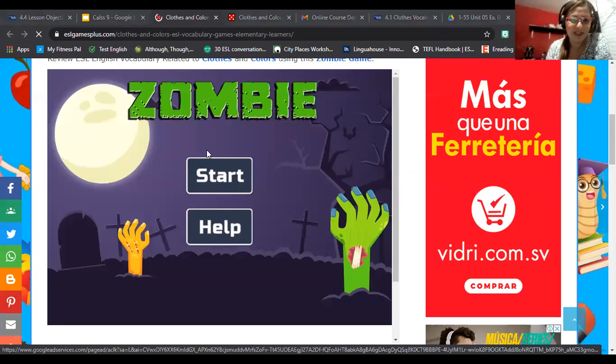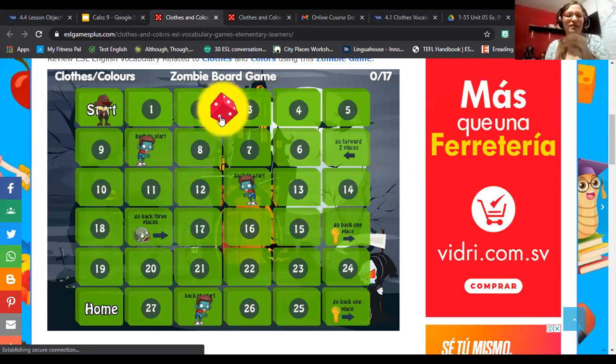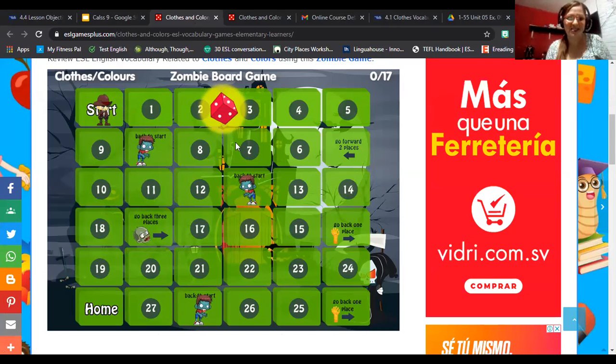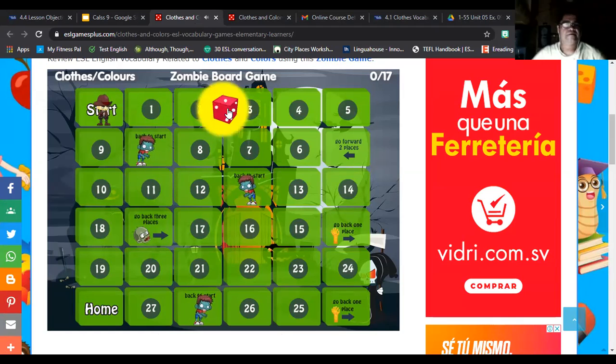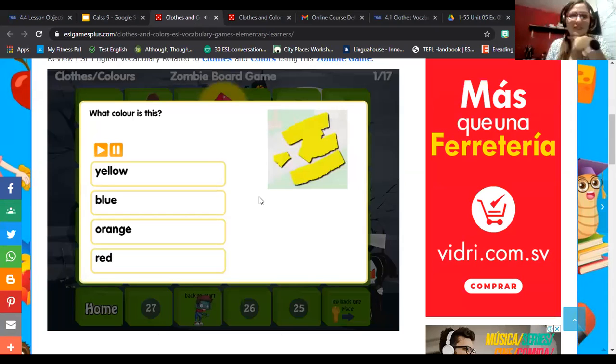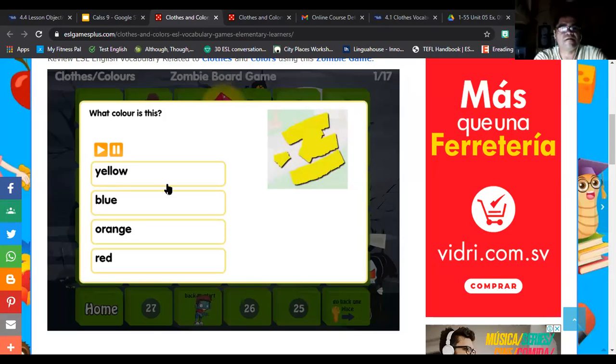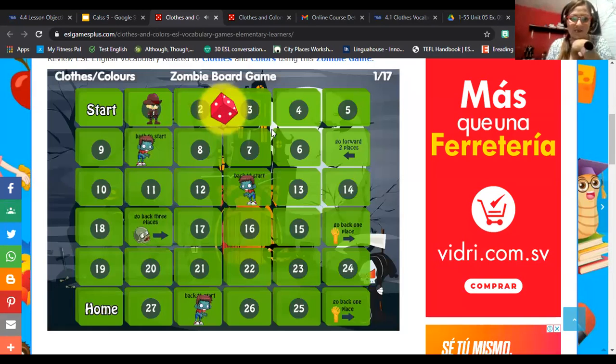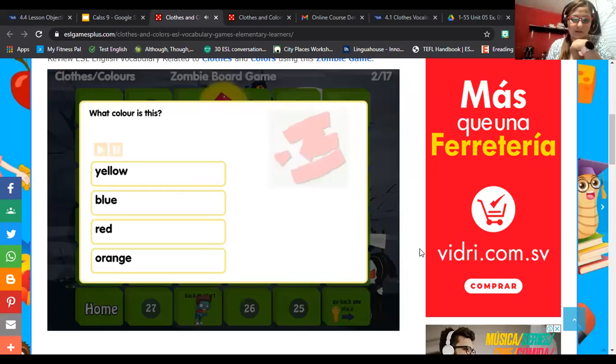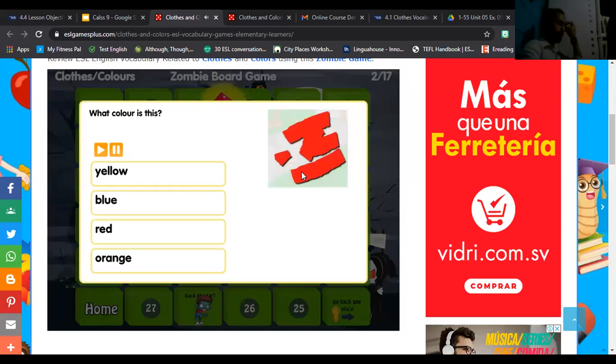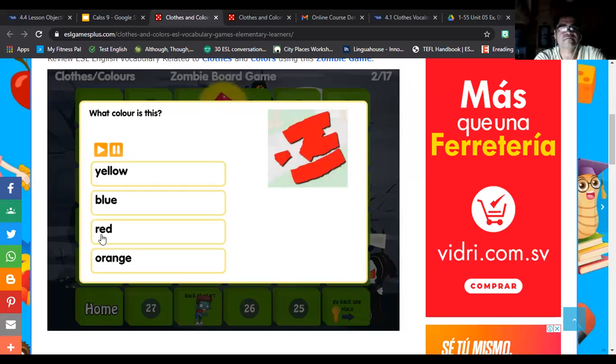Ok, so we're going to start the game. Yo voy a ir manipulando el juego, pero ustedes me ayudan a seleccionar la respuesta. Can you see? Yes? ¿Se ve? Ok. Choose the correct answer. What color is this? Yellow. Okay, so you have to tell me the correct answer. Choose the correct answer. What color is this? Red.